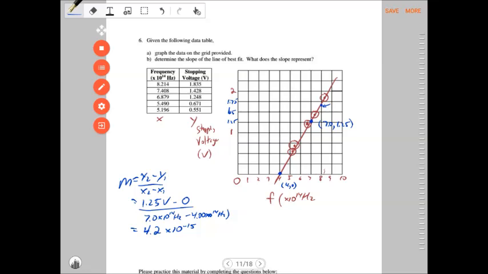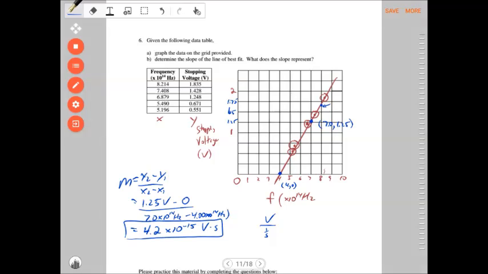Now we have volts per hertz. That's going to be the same kind of thing. So volts divided by hertz is volts divided by 1 over seconds. So that is a volt second. Okay, so that's that guy. So that is our slope.